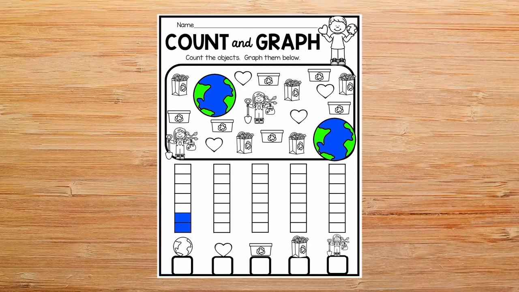Next, we'll move on to the heart. Let's color in all the hearts we can find. I will do that on the screen now. And now we will count all the hearts. 1, 2, 3, 4. So how many squares do I need to color in on top of the picture of the heart? 4. And I will do that now. Well done, boys and girls.